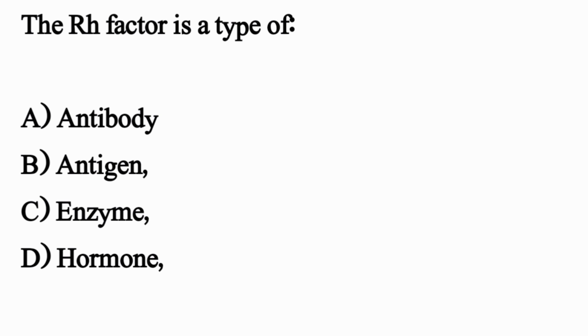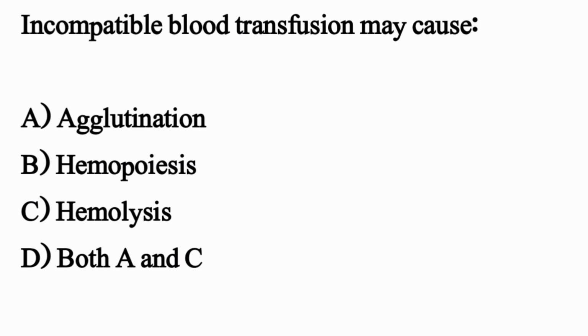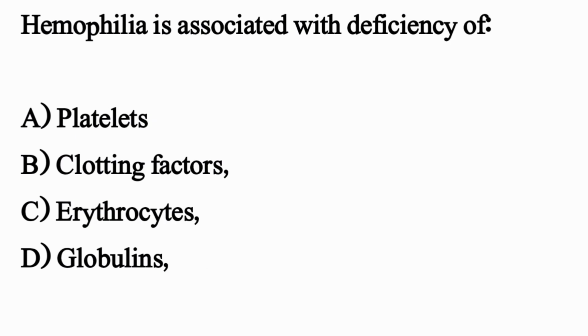The Rh factor is a type of. The right option is option B, antigen. Incompatible blood transfusion may cause. The right option is option D, both A and C. Hemophilia is associated with deficiency of. The right option is option B, clotting factors.